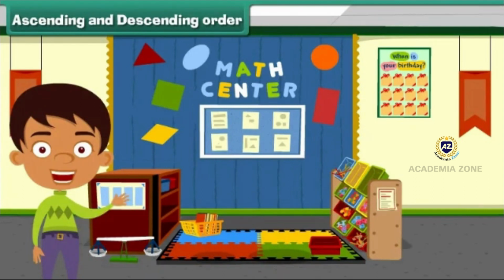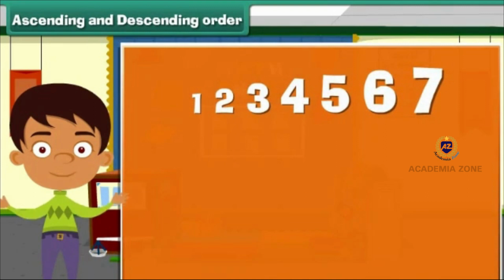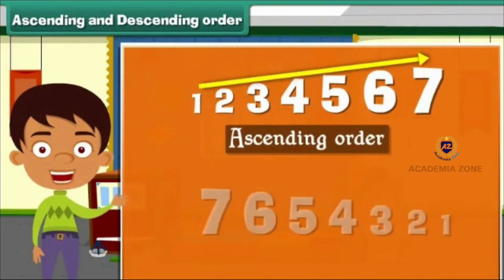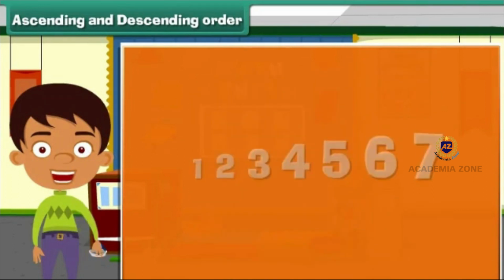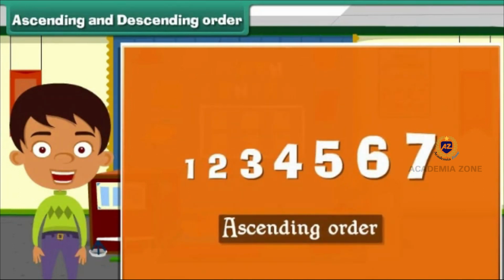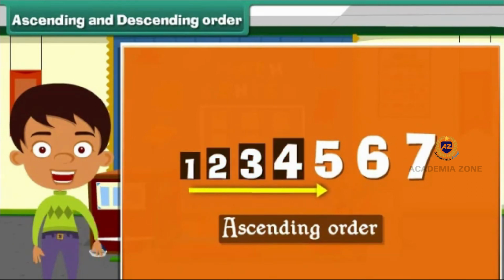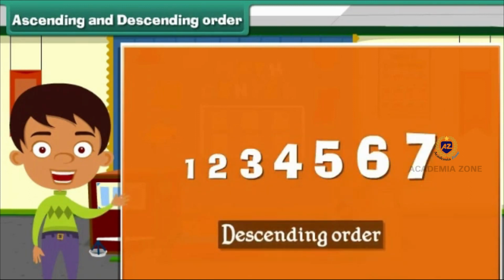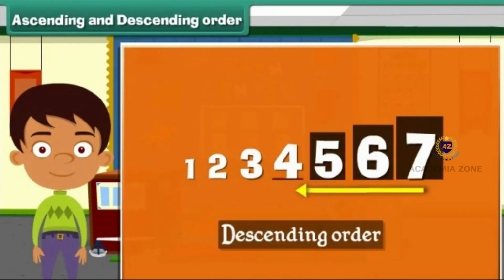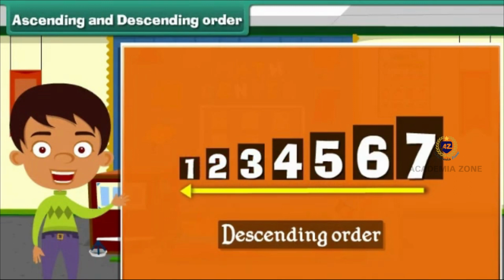Ascending and descending order. Once we know how to compare numbers, we can arrange them in the ascending, that is increasing, or descending, that is decreasing order. In the ascending order, the numbers are arranged starting from the smallest number first, then the next greater number, then the next, and so on. In the descending order, the numbers are arranged in reverse, that is starting from the largest.